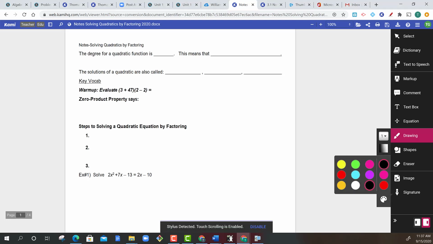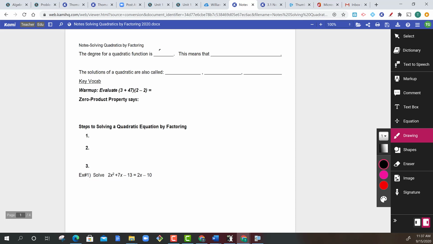Okay, so in this video we're going to talk about solving quadratics by factoring. The degree for a quadratic function is 2. We haven't really talked about how you find that degree, but it comes from the fact that all of these problems have an exponent of 2. So that's why it's a degree 2.